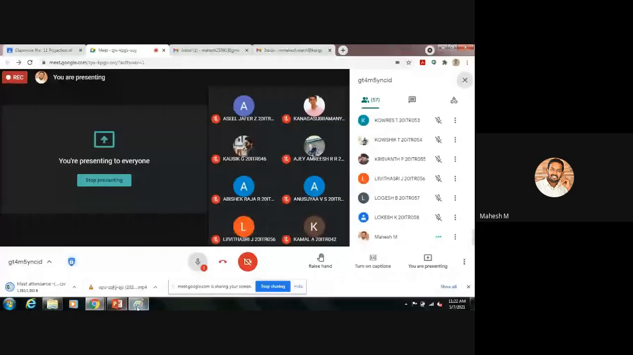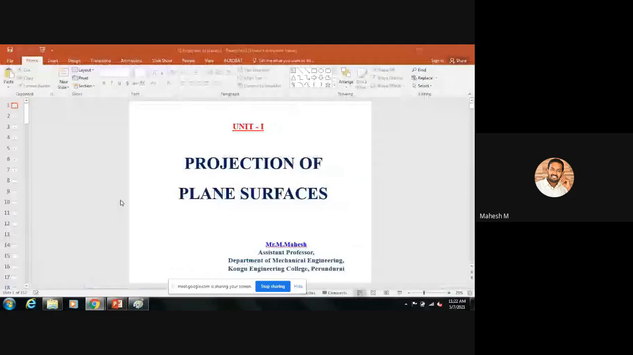Okay, so I'm going to start projection of planes with another PPT. So that is our introduction PPT. In this PPT, you'll be having problems related to pentagon and hexagon, and finally circle. A different kind of problems and different set of conditions. All conditions come under both inclined conditions.